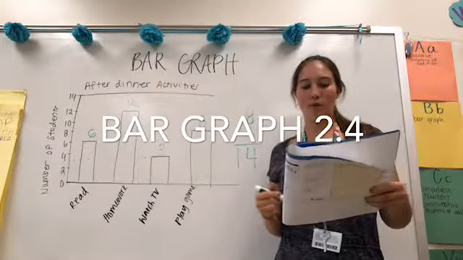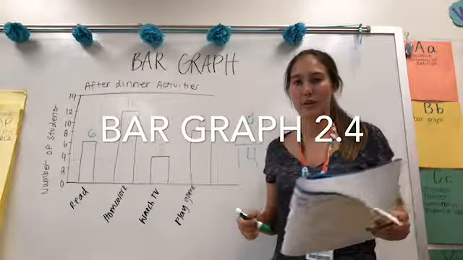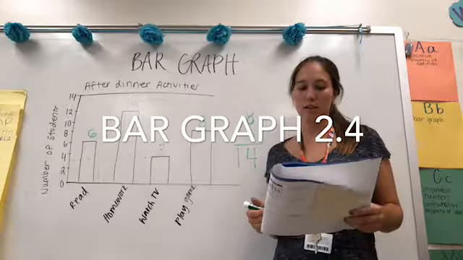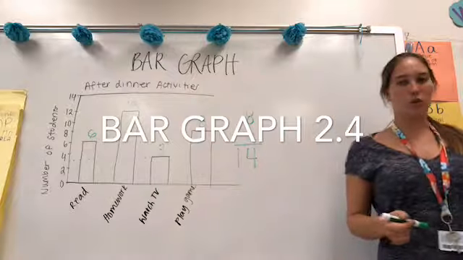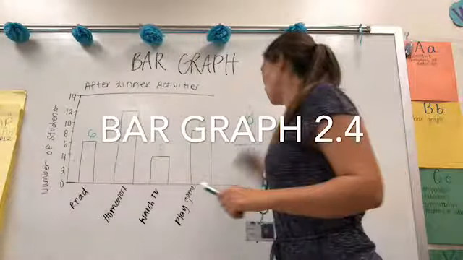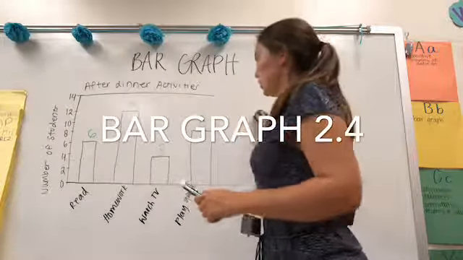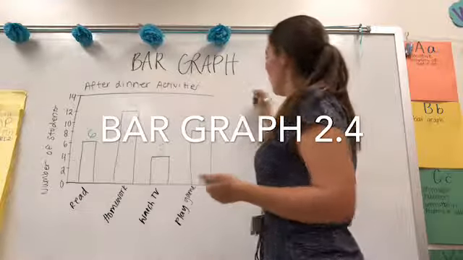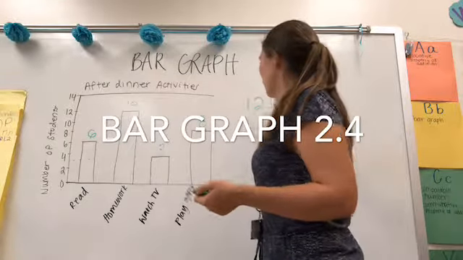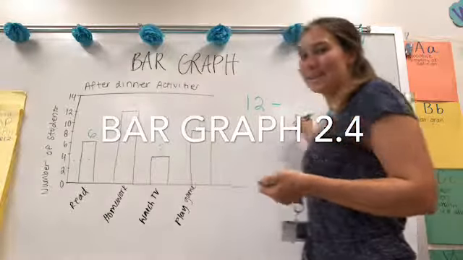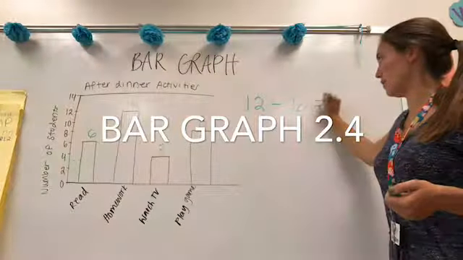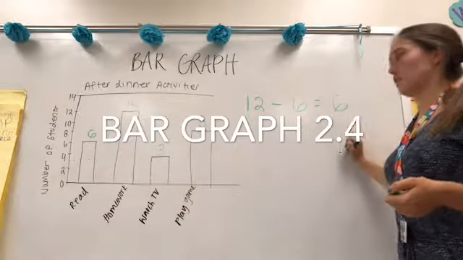Number 4 says how many fewer, which means subtraction, students read than did homework. So we're comparing how many students read to how many students did homework. We have 12 students did homework, and we have 6 students read. We're going to do 12 minus 6 to find the difference, and we get that 6 is left over.